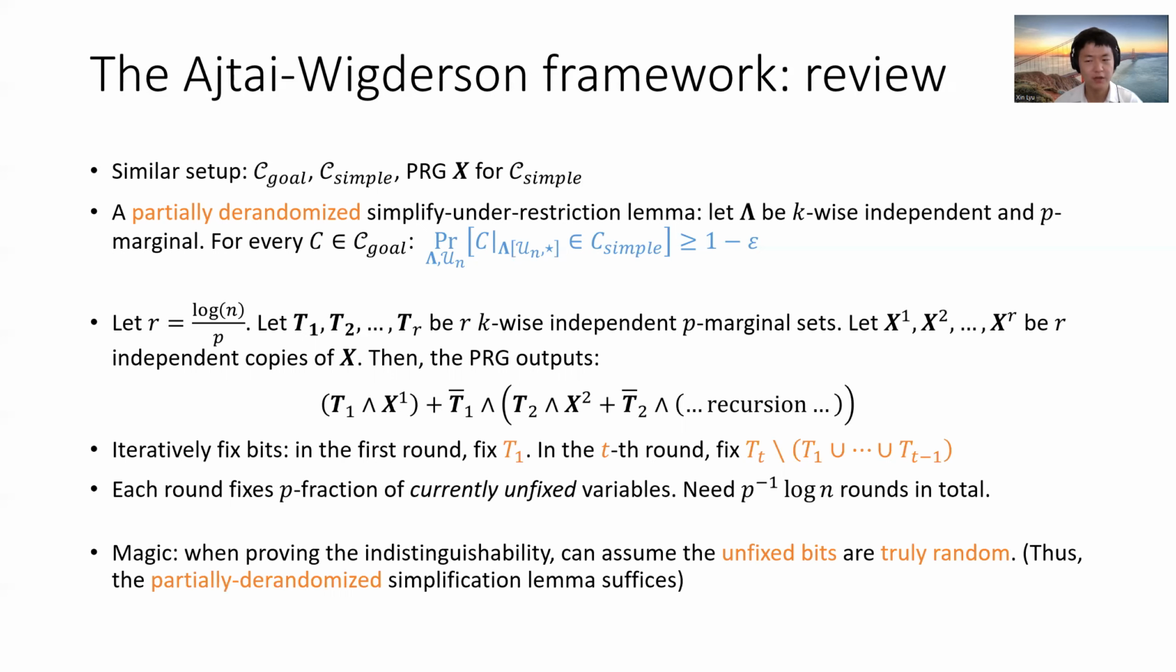Here's something magic about the construction. When we use the construction and we want to prove the indistinguishability, we can actually assume the unfixed part are truly random. This is why we only need a partially derandomized simplification lemma.